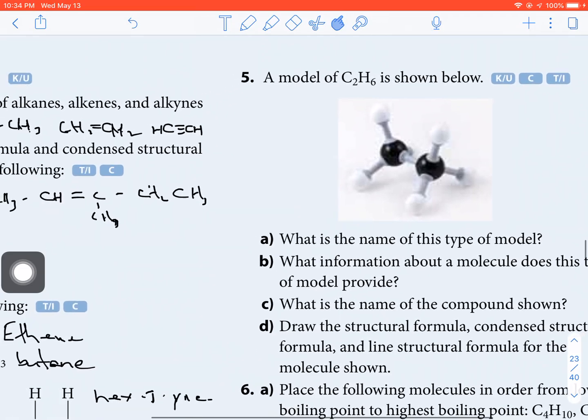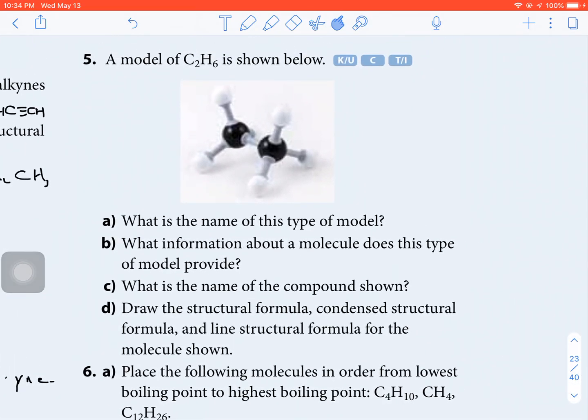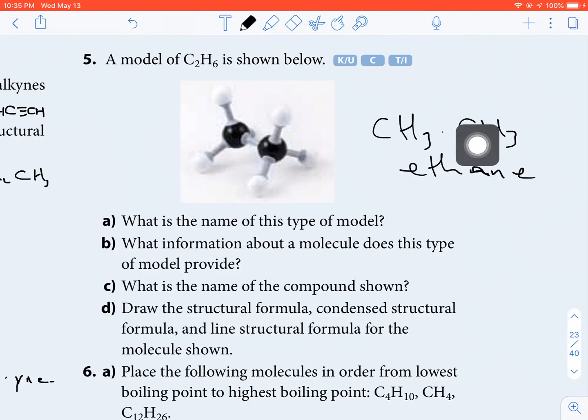So what that molecule is, CH3, CH3. Right, so we know that that's ethane. Okay, so it says, what information does this type of molecule provide? Typically, it just shows us the overall 3-dimensional shape. It tells me a lot more than this thing over here, right? This is useful. It tells me how many carbons, how many bonds, how many hydrogens are on each carbon. This shows me what it actually looks like.